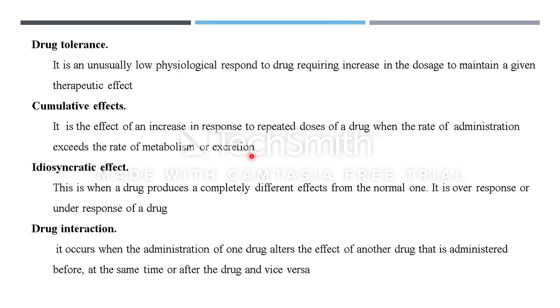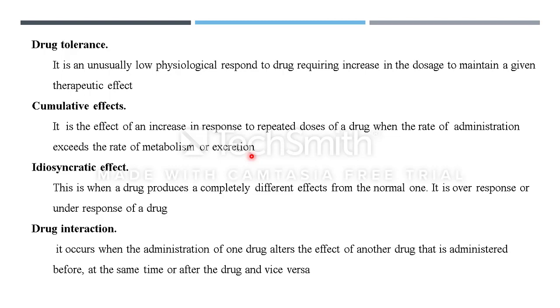For example, assuming lisinopril was administered to a hypertensive patient, and this drug was administered in frequent intervals exceeding the rate of metabolism and excretion, then it means that the blood pressure of the patient is going to drop drastically, since there has been a higher dose of this antihypertensive drug in the system. So that is what I mean by saying cumulative effect.